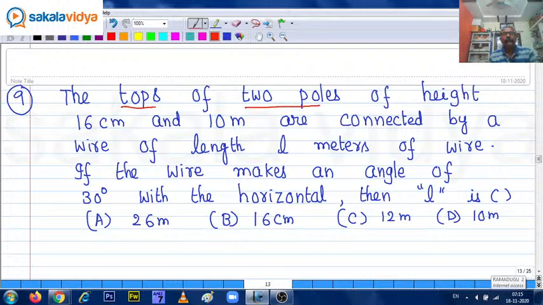Tops of two poles: the height of one pole is 16 meters, the other pole height is 10 meters. They are connected by a wire of length L meters. So this wire makes an angle of 30 degrees with the horizontal. Then the length of that wire we need to find out. Okay, first let us make a figure now.